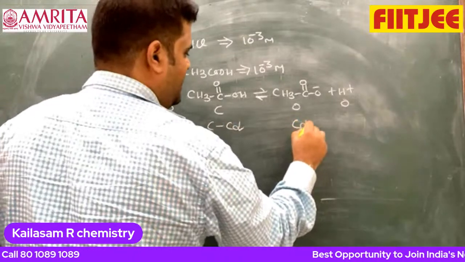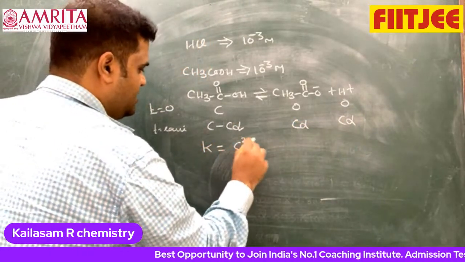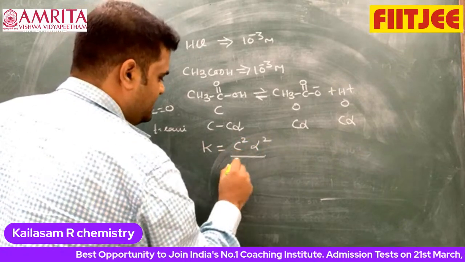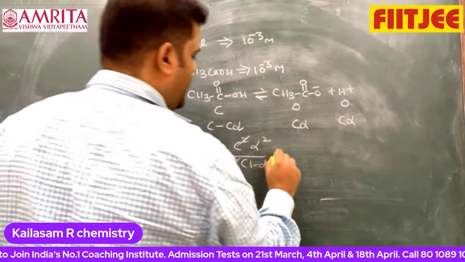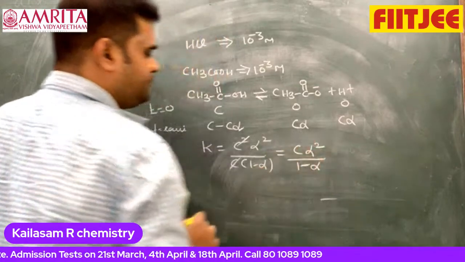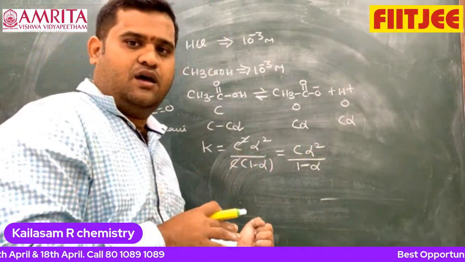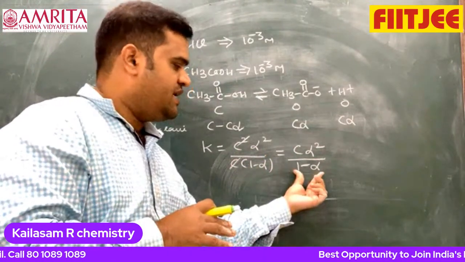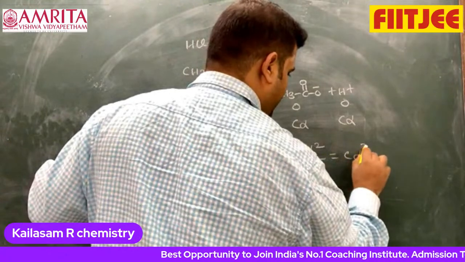This is what? C alpha. Now what is K? K is equal to C square alpha square by C into 1 minus alpha, alpha cancelled off. Now you are having C alpha squared by 1 minus alpha. Assume that alpha is very much less than 1. Therefore, 1 minus alpha is equal to 1, we can consider. Therefore, we can write C alpha squared.